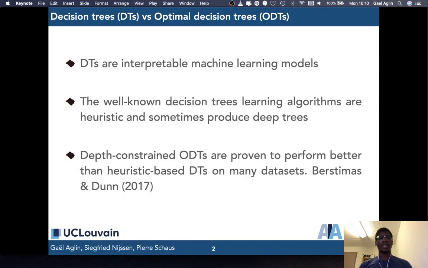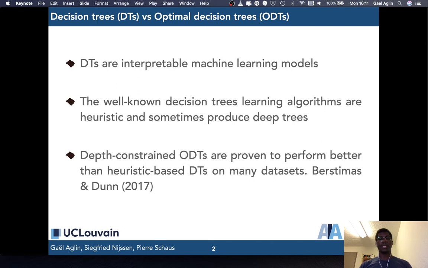We were interested in working on decision trees because they are interpretable machine learning models, and there is recently a great interest for this kind of models. Indeed, there already exists some well-known algorithms to learn decision trees, but they are heuristic and sometimes they produce complex trees to achieve a good accuracy, and those decision trees are not interpretable.